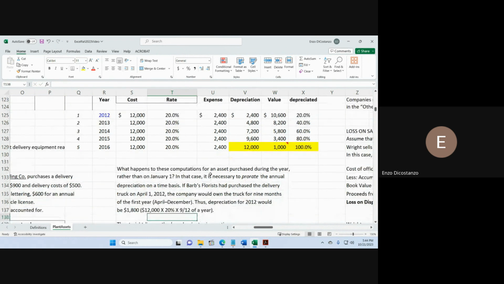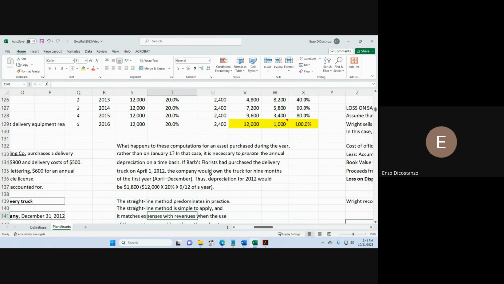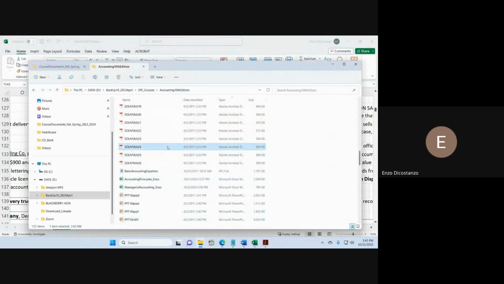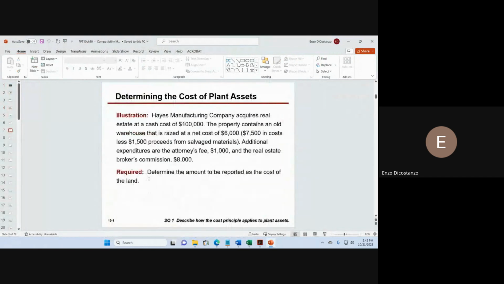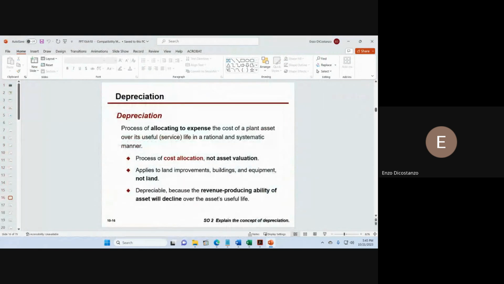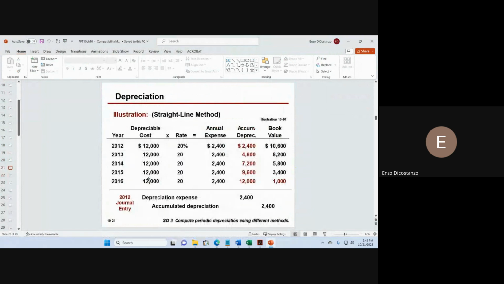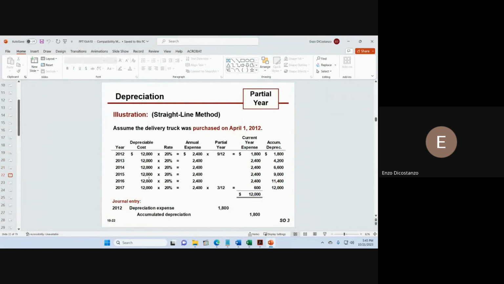And in terms of a problem, yeah, there are partial year versions of everything. The PowerPoints had something like this, and actually, let's see if we can find it. Yeah, here you're assuming you only had 9 months of that first year.